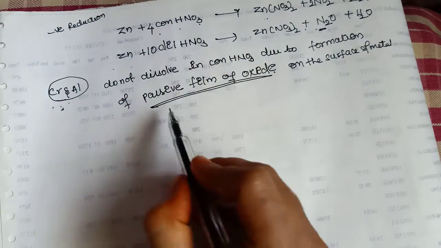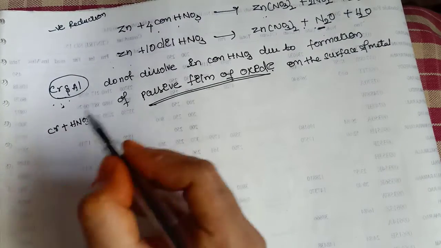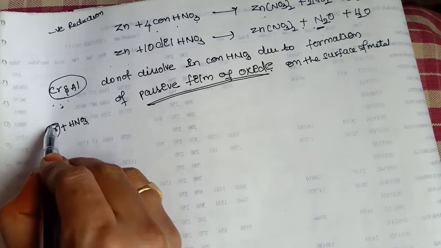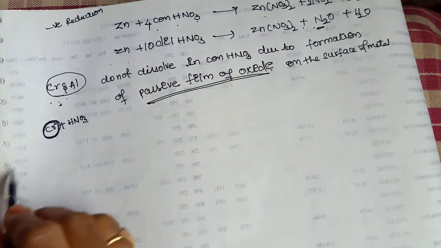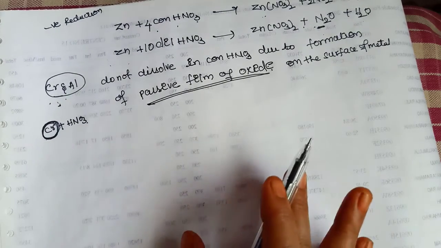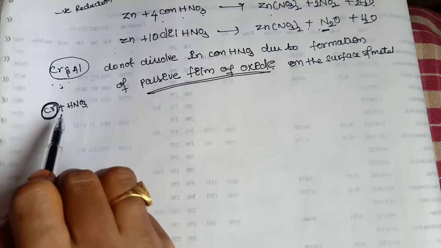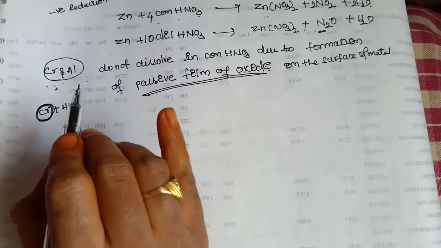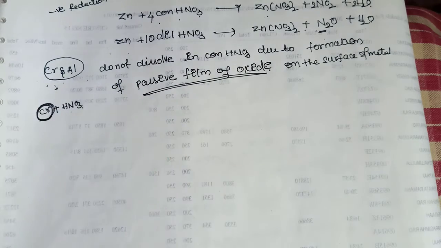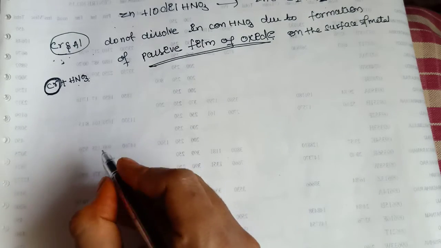What happens, children? Here a passive film, an oxide layer, is developed. Suppose chromium is combined with HNO3, what happens? On the chromium surface, an oxide film layer exists. The oxide layer developed on the chromium protects the chromium metal atoms. Are you able to understand? Chromium and aluminium do not dissolve in conc. HNO3 due to formation of a passive film of oxide layer. If you store HNO3 in a chromium container, what happens? Inside the walls, an oxide layer is developed that protects the chromium from the HNO3. Okay, understood?